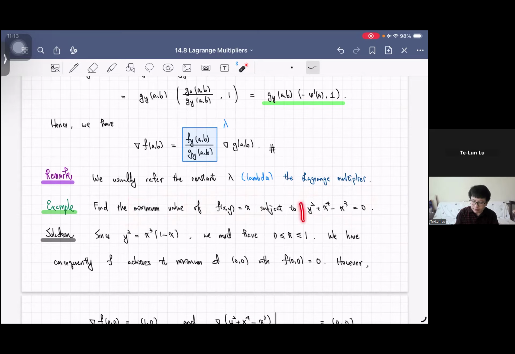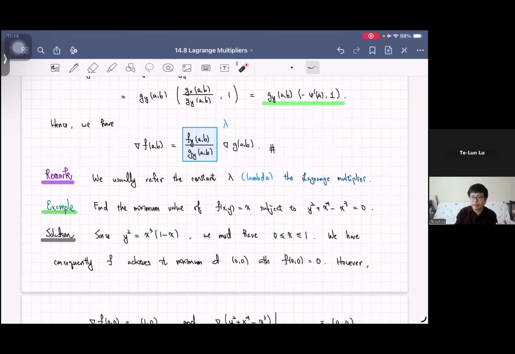So first of all, we notice that if I rearrange this equation, then y squared must be x cubed multiplied by y minus x. And so we must have x larger than or equal to 0, because whenever x is negative, then this guy is negative. So this whole thing will be negative, and therefore it is not consistent with the equation because y squared is always positive.